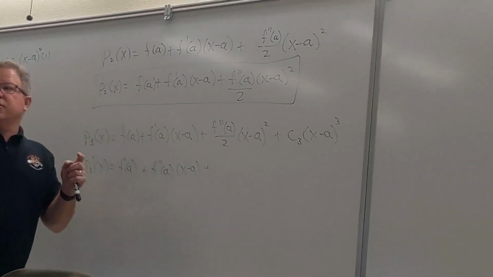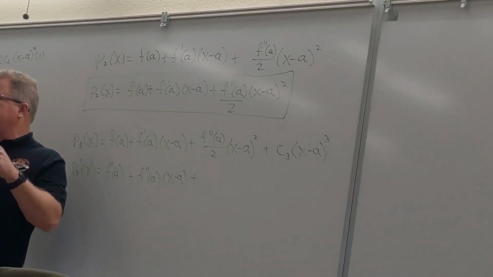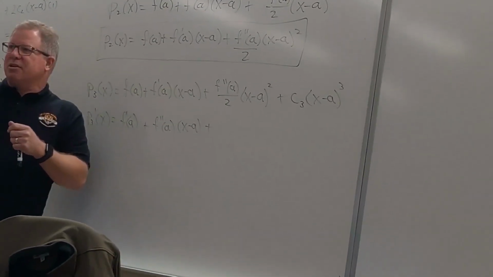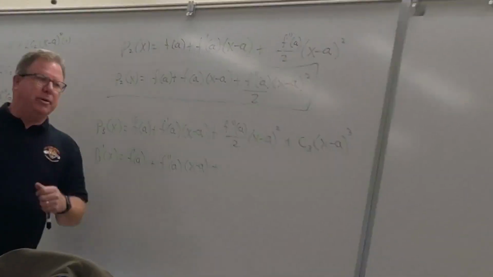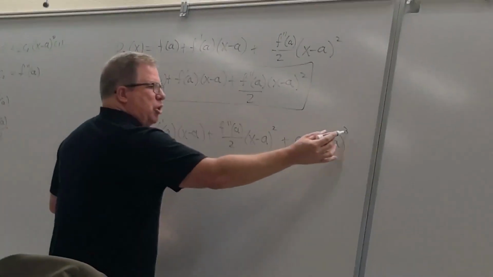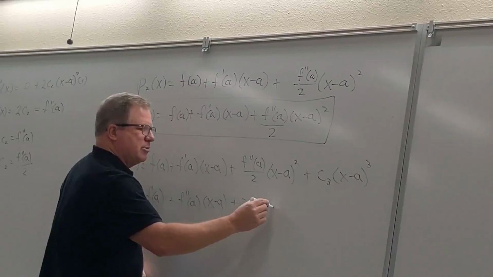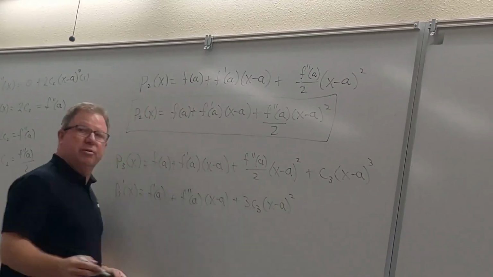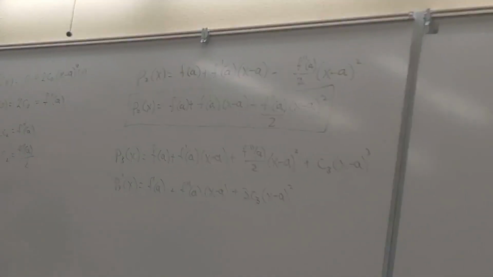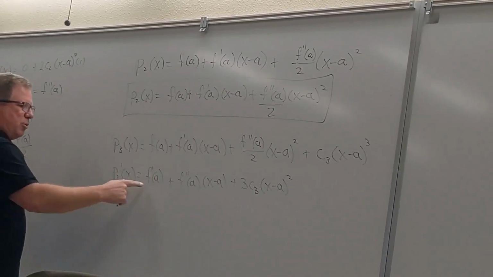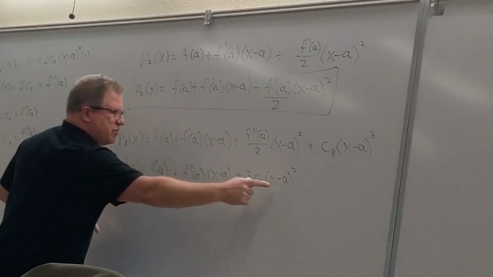This is where it's all gonna, pay attention here, guys. As we go through this, it's all gonna click. The little piece that you're missing is going to show up here, okay? When you bring this 3 down, we get 3c3 x minus a squared. We won't go through all that. If you put a in there, this will equal f prime of a, no problem, because those go to 0.